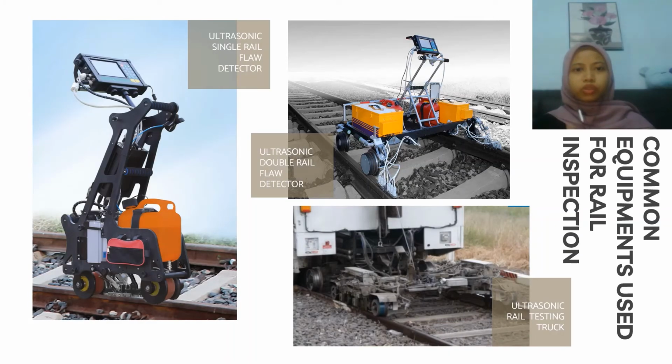Now we move on to the common equipment used for rail inspection. The first one is the ultrasonic single rail flaw detector, which can inspect a single rail at one time. Secondly is the ultrasonic double rail flaw detector, which can be seen at the top right picture here, where it can detect defects on both rails at one time. And thirdly is the ultrasonic rail testing truck, which can also inspect both rails simultaneously.